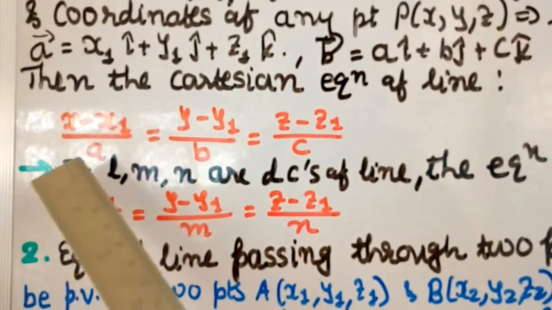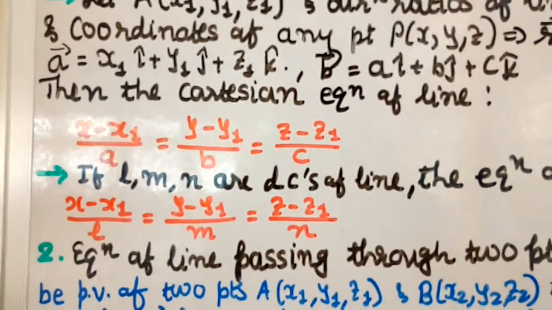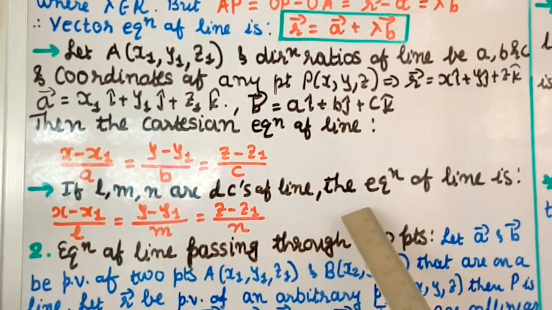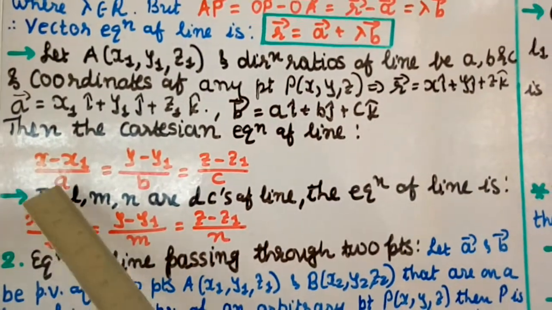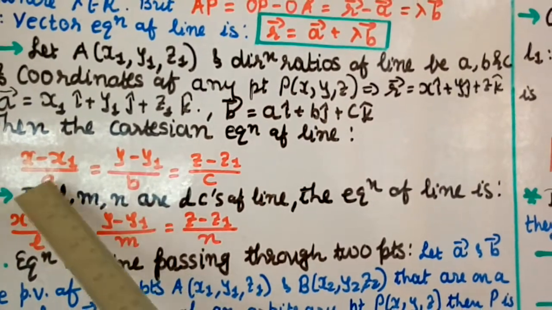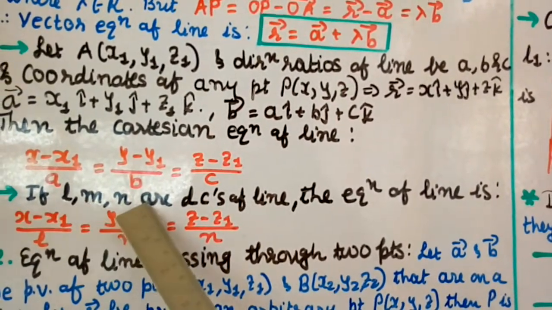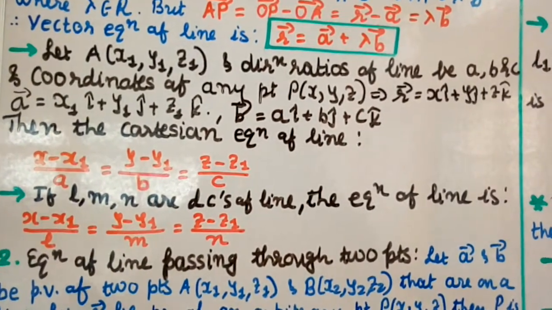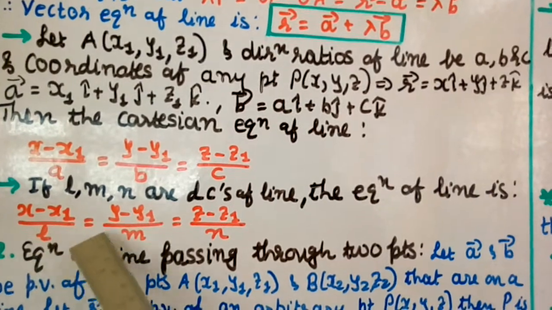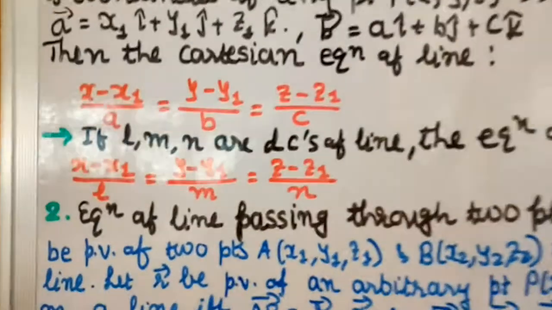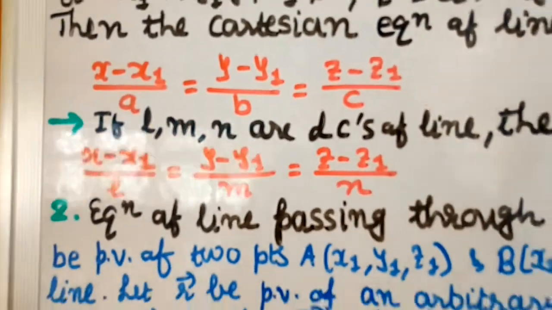Now, these are the direction ratios given. Suppose you are given l, m, n, that is DCs are given. DC means direction cosines are given. Then the equation of the line, just replace this a, b, c by l, m, n. The direction ratios are replaced by direction cosines. So this equation, if you are given the direction cosines, is given as (x minus x1) by l equal to (y minus y1) by m equal to (z minus z1) by n. So that is when you are given direction cosines.